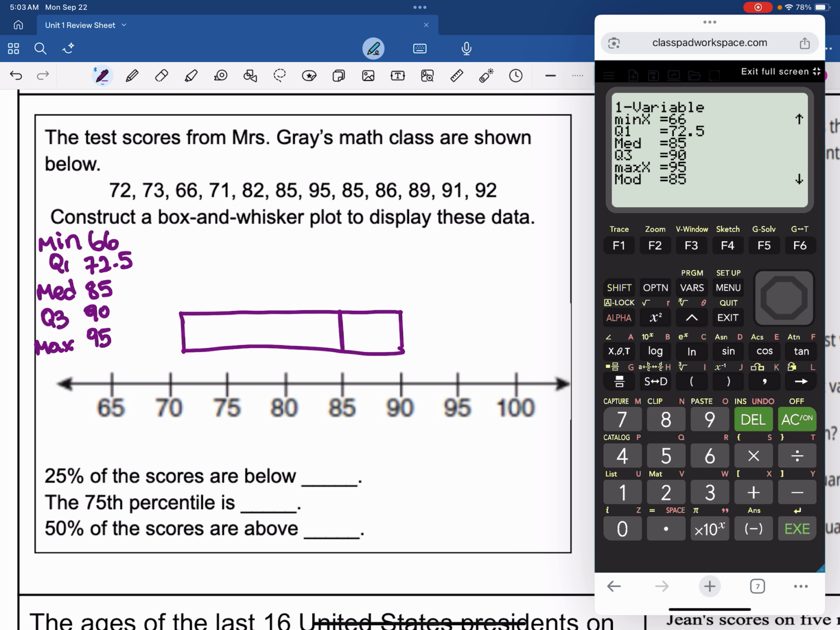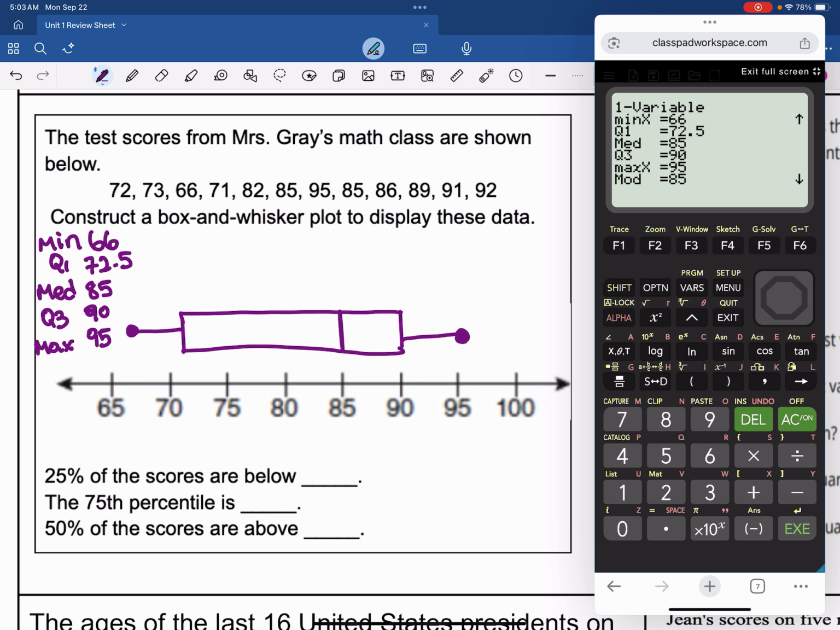Okay, cool. And then your min and your max are points that get attached to the end, which is why they call it box and whiskers, because the max and min that get attached are the whiskers. So our min is 66, which is somewhere around here. So that gets a point, and then it's attached to the left end. And our max is 95, so that gets a point above 95, and then it's attached to the right end. And that's it. That's the box and whisker plot.